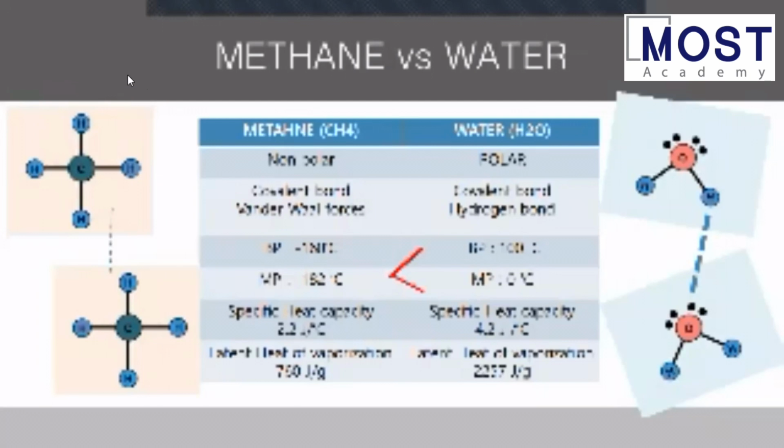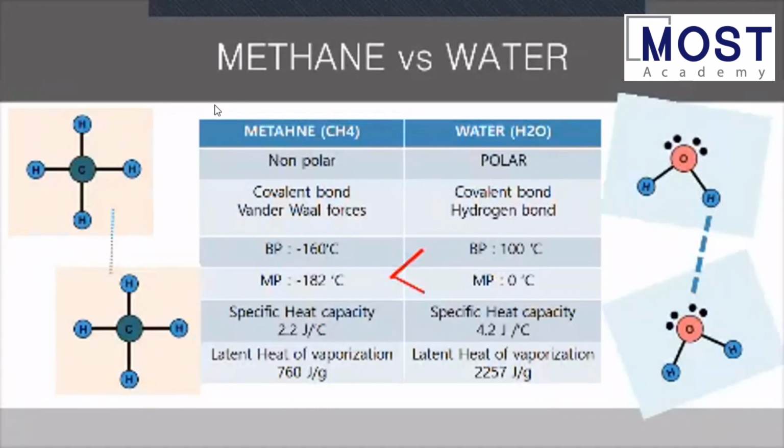Okay, so because specific heat capacity and latent heat of vaporization are greater in water, the boiling point and melting point of water are much larger than in methane. So melting point is the temperature required for water to change from a solid state to a liquid state, which is 0 degrees Celsius. And boiling point is the temperature required for water to change from a liquid state to a gas state. Okay.